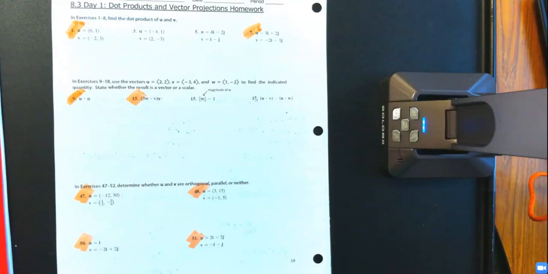All right, if you could please just complete these problems that I highlighted, and you are going to be done for the day.